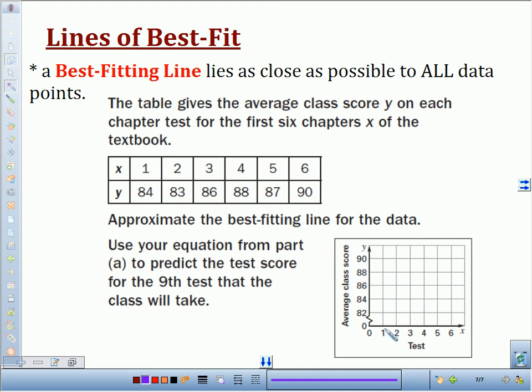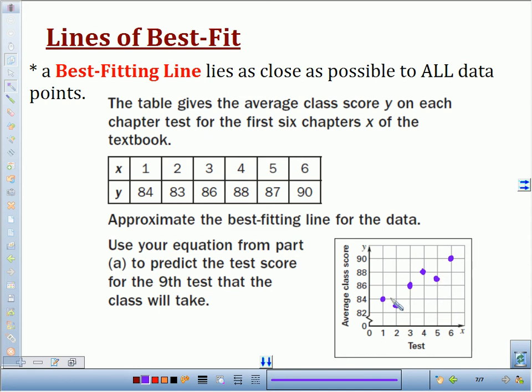So after we took test 1, our average score was 84, so I'm going to put a point at (1, 84). The second test, the average score was 83. That's halfway between 82 and 84, so I'm going to put a point there. For chapter 3, our score was 86, so I'll put a point at (3, 86). For 4, it was 88. For 5, it was 87, halfway between 86 and 88. And for number 6, it was 90, so it's (6, 90).